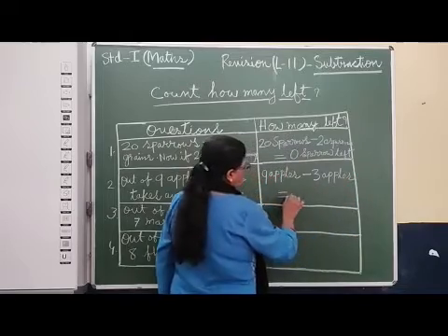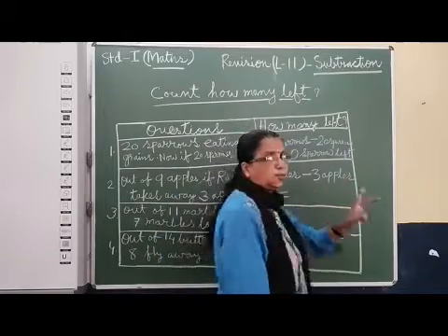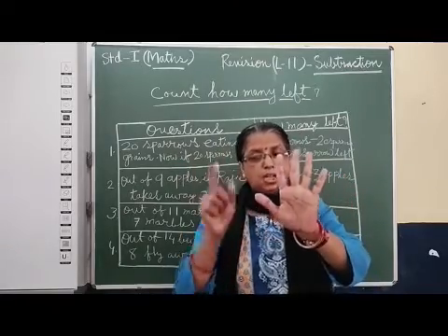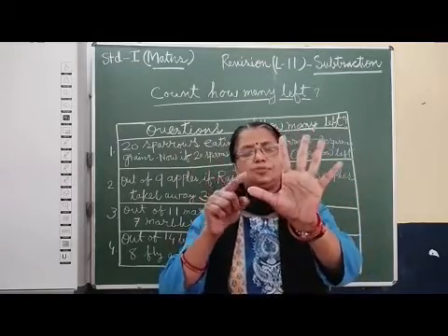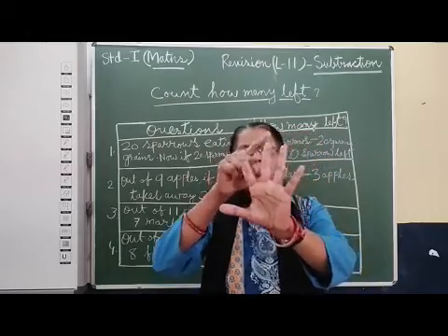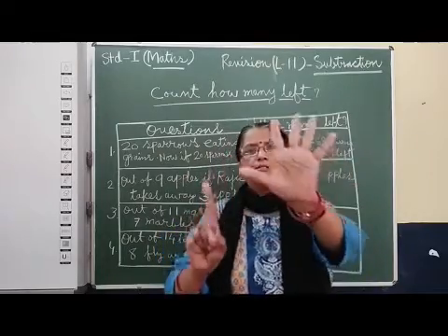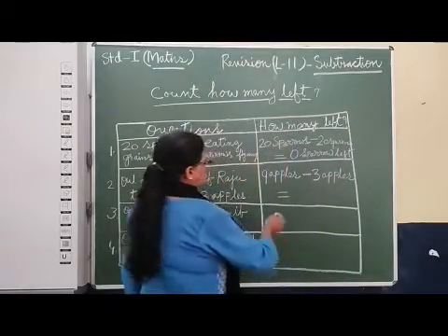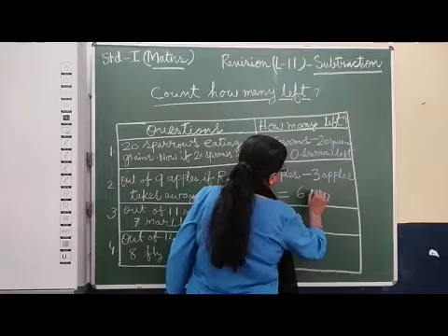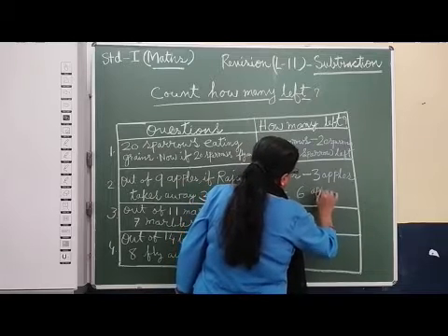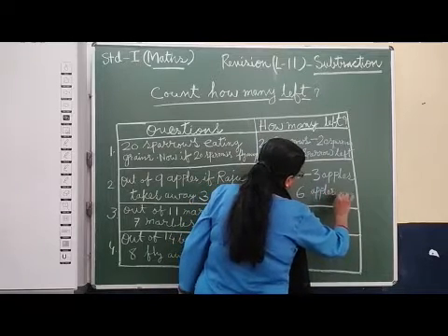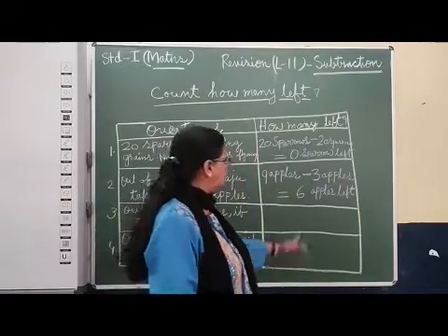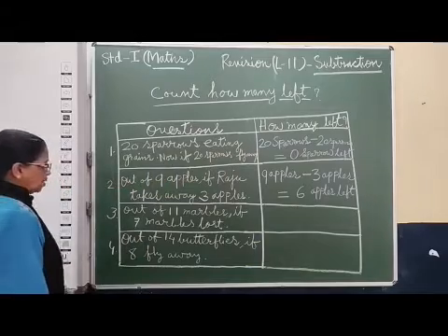So, how many will be left? After 3, if you count, that I have taught you in the previous session, up to 9 you have to count. 4, 5, 6, 7, 8, 9. 5 plus 1, 6. So how many left? 6 apples left. Clear? This way you have to write. Now take the next example.